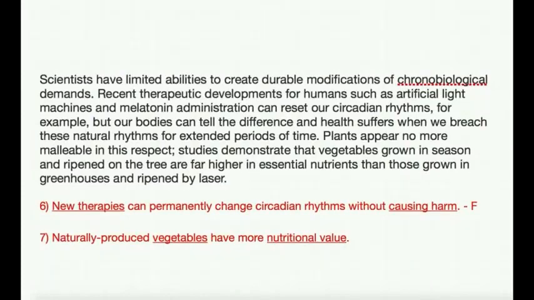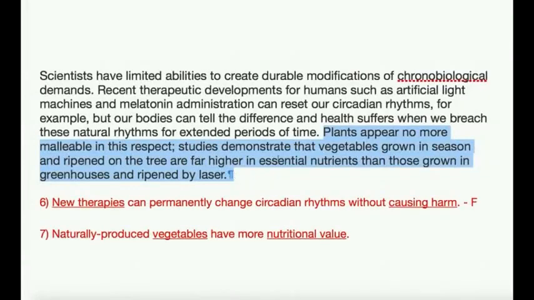Now we'll look at the final one, 7. Naturally produced vegetables have more nutritional value. Now we know the answer to that one is here. Plants appear no more malleable in this respect. Malleable means something can be influenced or changed. So there's nothing about change here, so it doesn't appear connected to that, so it looks like it could be here. Studies demonstrate that vegetables grown in season and ripened on the tree are far higher in essential nutrients than those grown in greenhouses and ripened by laser.